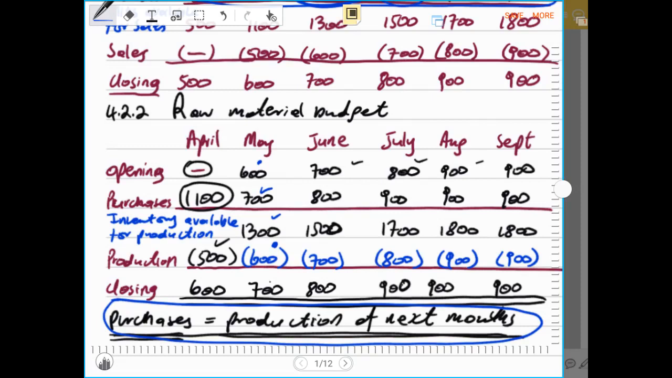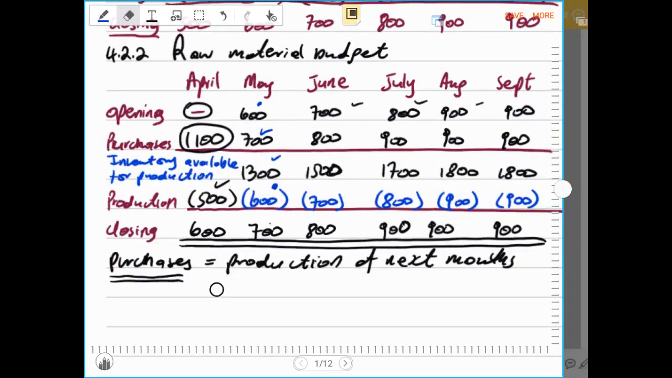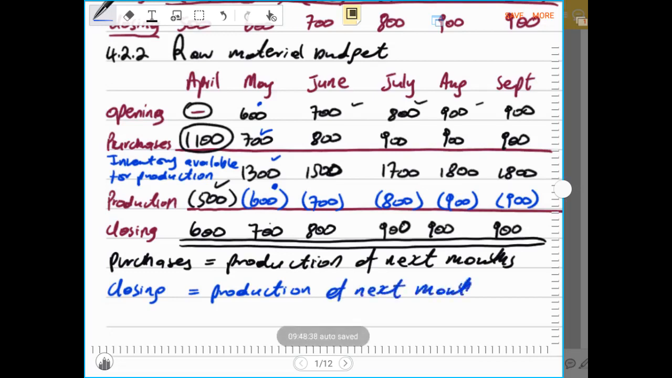And we have to be aware that at the end of the period, the closing in the raw material budget should be equal to production of the next month. We have to know that the closing of the raw material is equal to next month production. Let me write that again, although I did write on the other side. It said that closing is equal to production of next month. Closing is equal to production of next month.